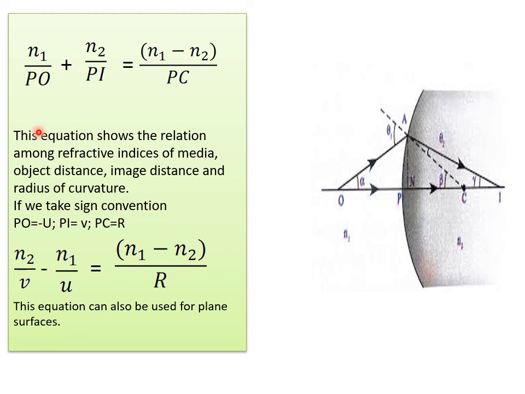Substituting these values in 4, we get N2 by V minus N1 by U. Here I am taking minus here, children. So N2 by V minus N1 by U, that is equal to N2 minus N1 by R. This is the equation we have to remember for the curved surface formula. What is the curved surface formula? N2 by V minus N1 by U is equal to N2 minus N1 by R. And it can also be used for plane surfaces, children.